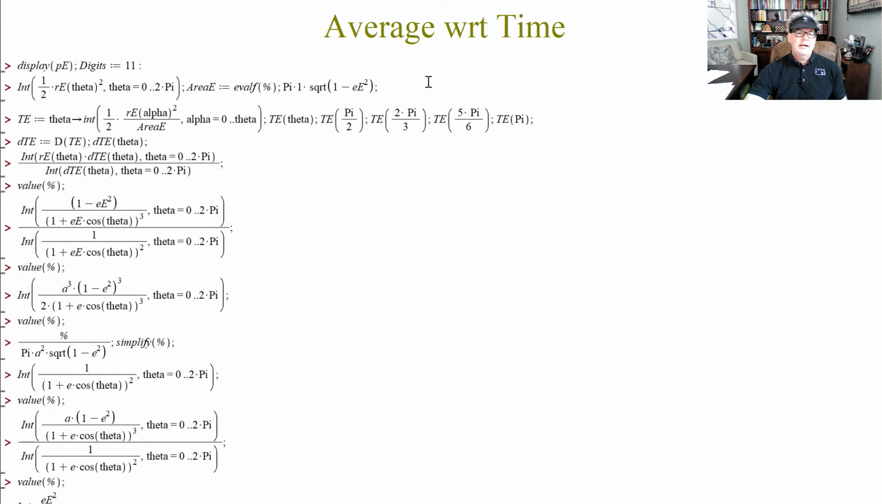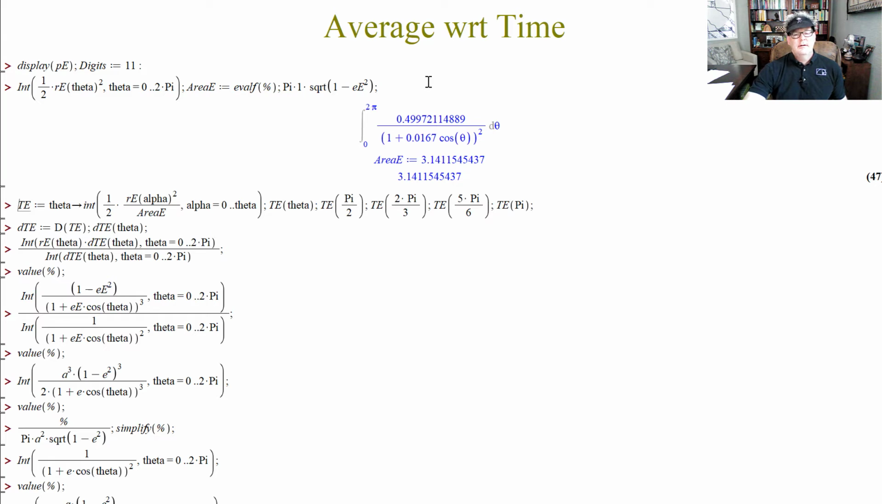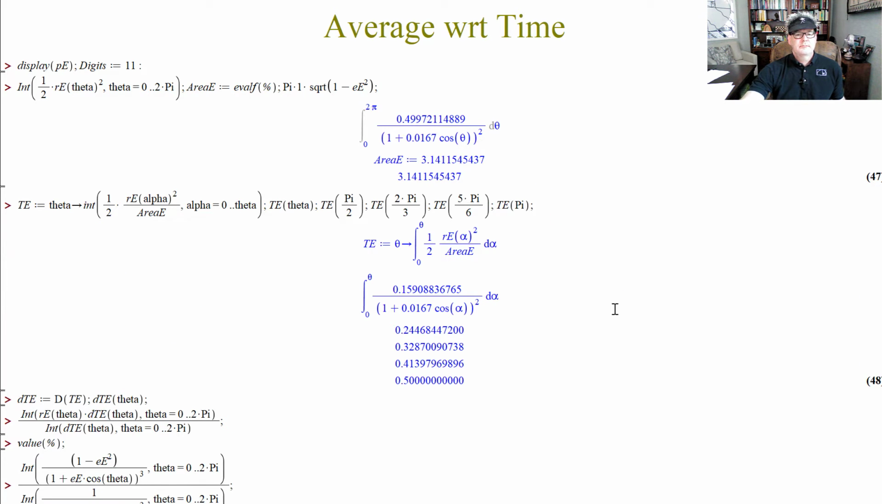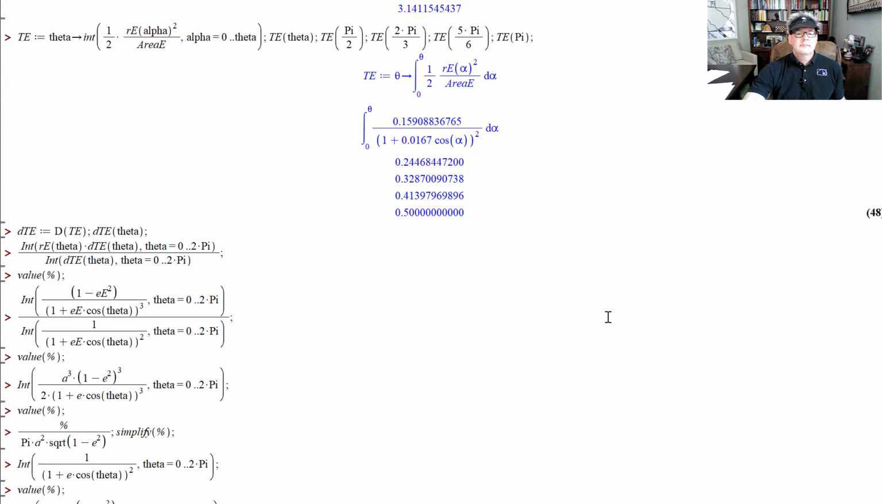If I check this on my Maple software here, first the full area, and compare it to pi AB. So pi A is 1, and then B is square root of 1 minus e squared. Of course, they're the same. With time to go around, this will be for half the orbit, 0.5.